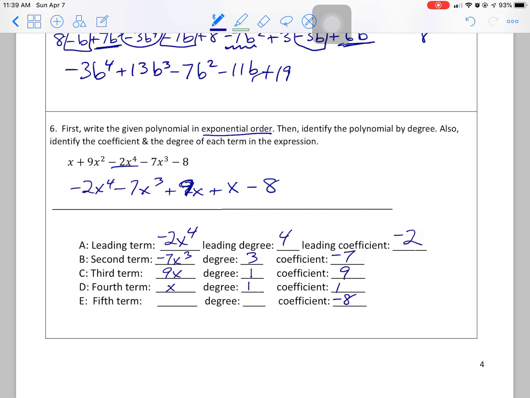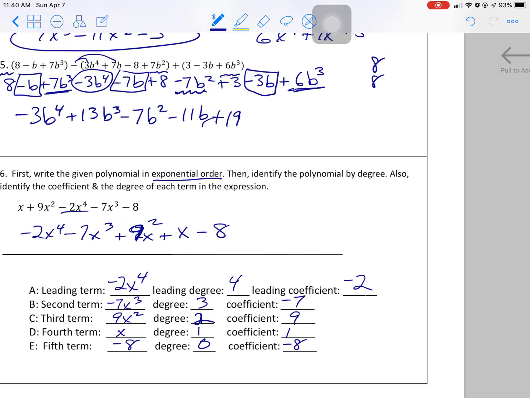Whoa, wait. Did I miss a degree? I missed a degree. That's a 2. Because if they were the same, I would have had to combine them. So that's a 2. That looks better. Okay. And then negative 8, degree of 0. I think that's it.